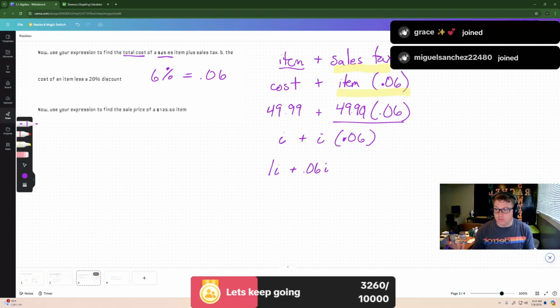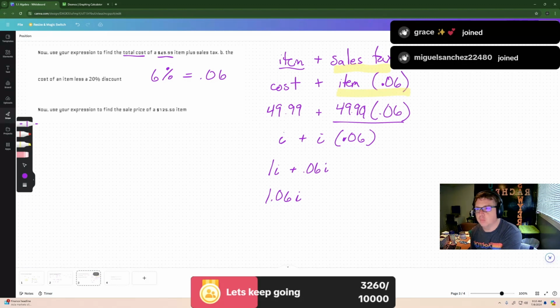Are they both the red flower? So is this variable the same as that variable? Can we combine these like terms? And the answer is yes.